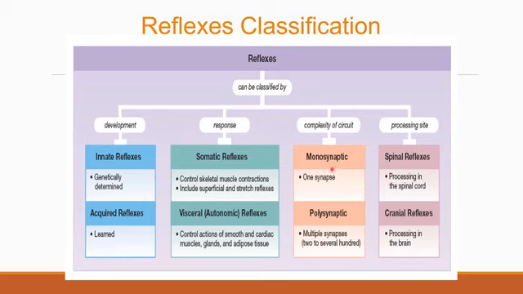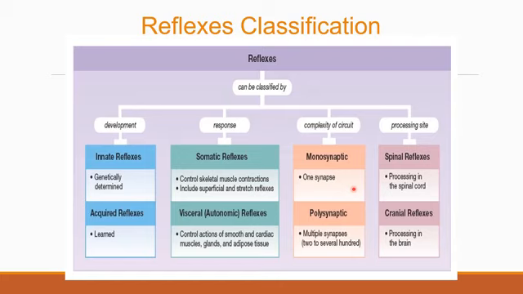And by complexity of the circuit, they can be classified into monosynaptic, having one synapse, and polysynaptic, having multiple synapses, that is more than one, two to several hundred. And by processing site, reflexes are spinal and cranial. Spinal means processed in the spinal cord and cranial means processing occurring in the brain. So we have four types of classifications: innate and acquired, somatic and visceral, monosynaptic and polysynaptic, spinal and cranial.